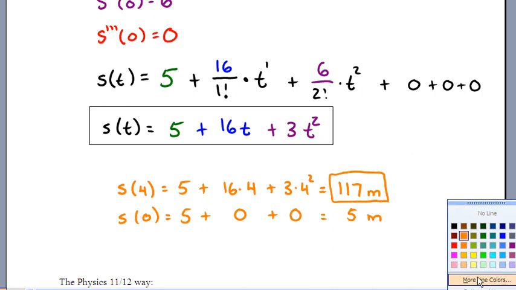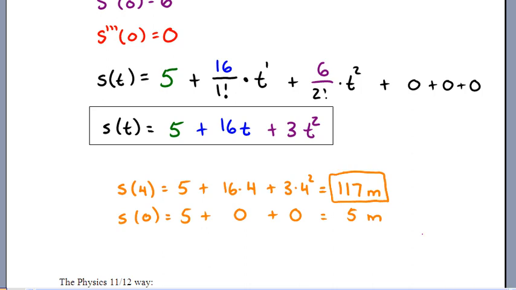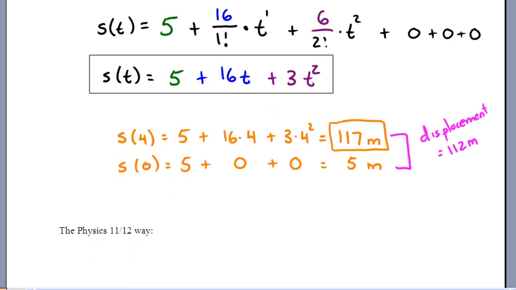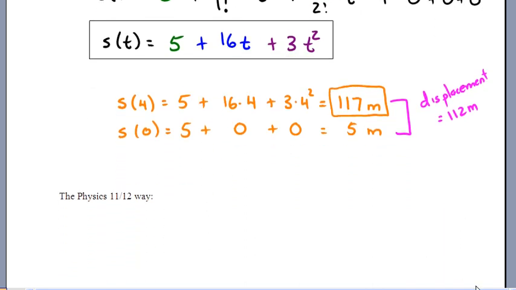And if people are like, oh yeah, no, remember we wanted to know displacement. Oh, okay. Well, to go from location 5 to location 117, that displacement is equal to 112 meters. So yeah, I can figure out displacement and position that calculus way. The physics 11, physics 12 way, you might look at it and go, oh man, this is the way you should have done it. It's so simple.